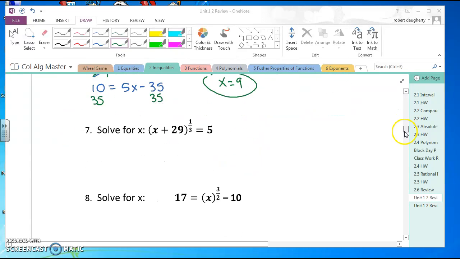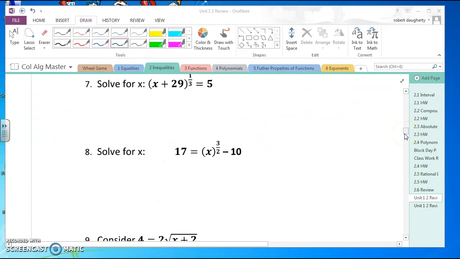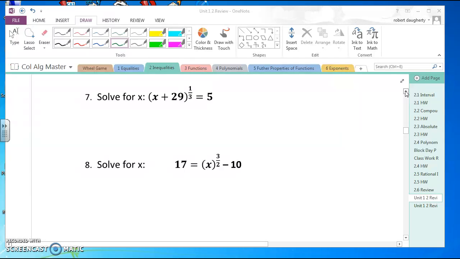Number 7, this is an expression with a rational exponent. So my key here, I look at this, that is an odd number. So when I solve this, I'm going to have one solution. In order to solve this, I would need to raise everything to the third power. So I'm going to raise both sides of this equation to the third power.